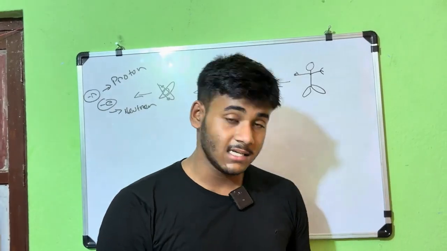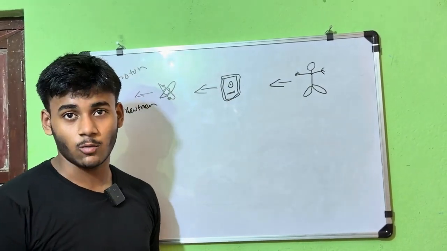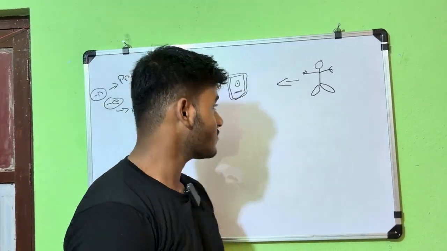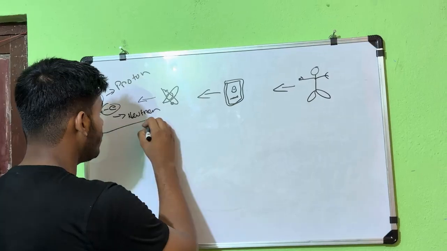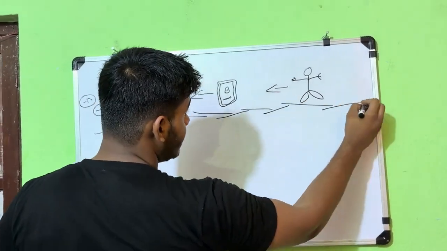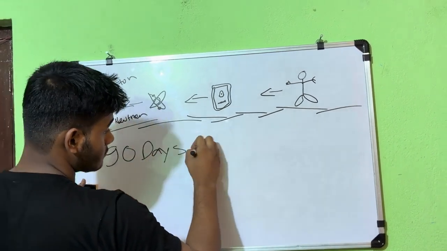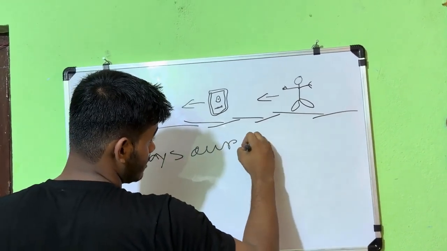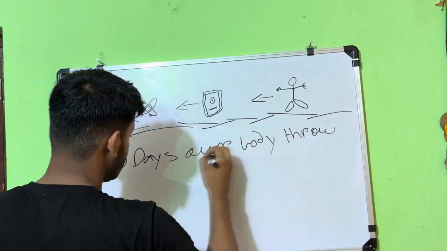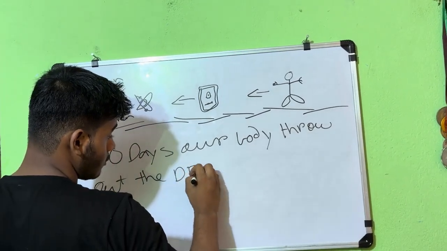Now the next thing, the structure. How does our body get structure from the cell? We might know that we are born from our mother's womb and many other things, but the main thing is how the cells come and start regenerating. Every 90 days, our body throws out the dead cells.